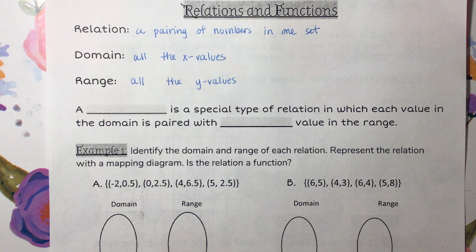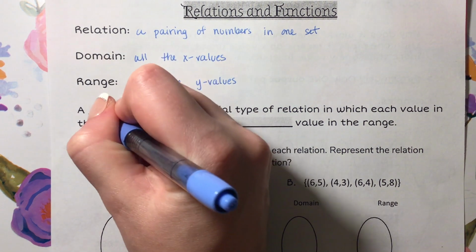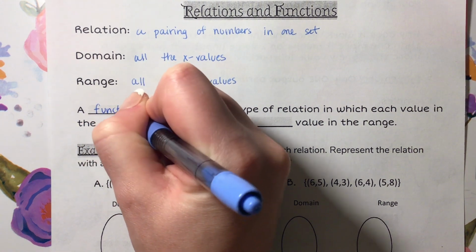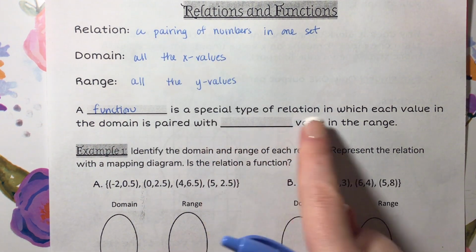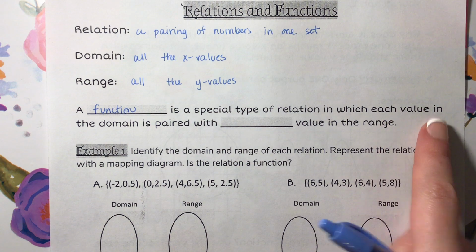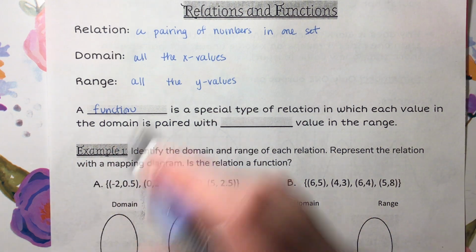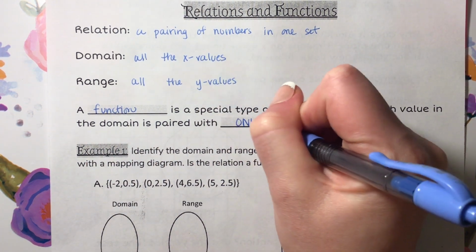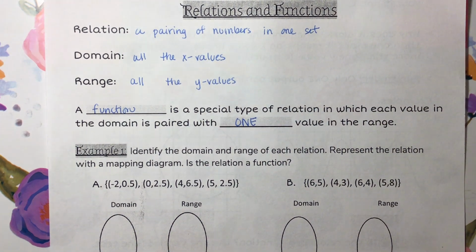Now, we also have a special type of relation, and it's called a function. A function is a special type of relation in which each value in the domain is paired with one value in the range. So each x only has one y. Each input only has one output.